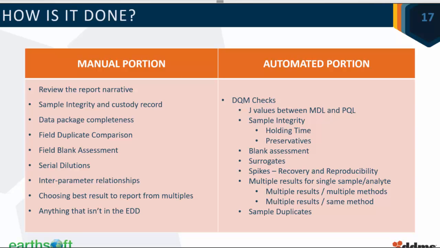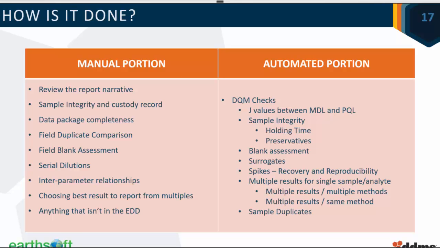Serial dilutions is another one. Like I say, everybody knows the methods often have very specific QC elements that go into them, and those things can be built in later as people need them. Another thing that we end up having to do manually is choosing the best result if there are multiple dilutions, perhaps some out of hold, some out of calibration range, whatever.